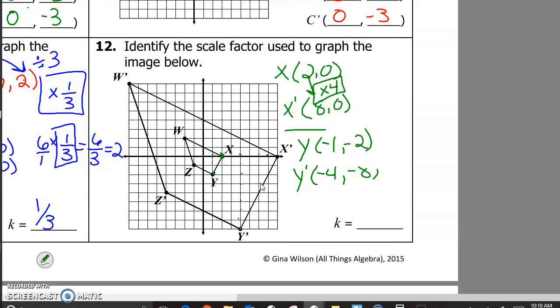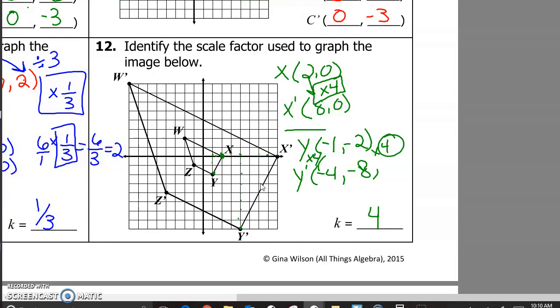Okay, let's see if it works. We're multiplying it by 4. Well, 1 times 4, 4. 2 times 4, 8. So that scale factor of 4 is correct. So K equals 4 there.